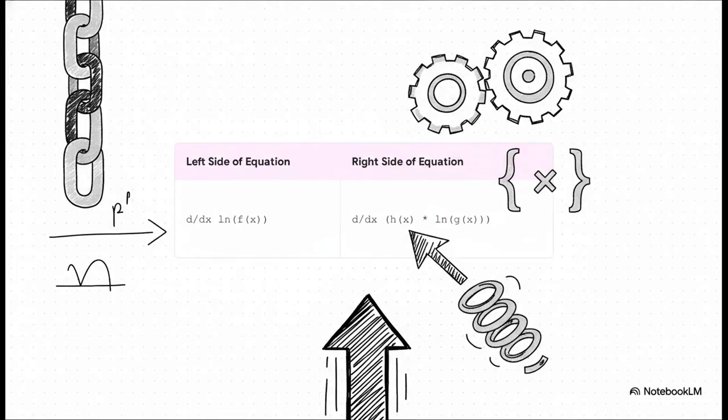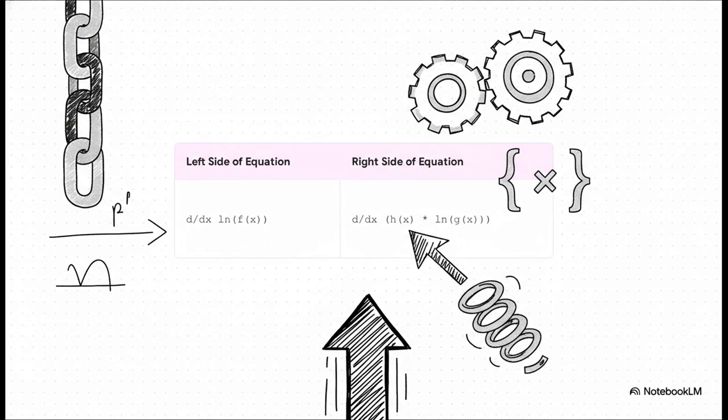Okay, now we get to apply the calculus. We're going to differentiate both sides with respect to x. Let's look at the left side first. d/dx of ln of f of x. This requires the chain rule. The derivative of the outer function, the natural log, is 1 over its argument, so we get 1 over f of x. Then we have to multiply by the derivative of the inner function, which is f prime of x. So that gives us f prime of x divided by f of x.